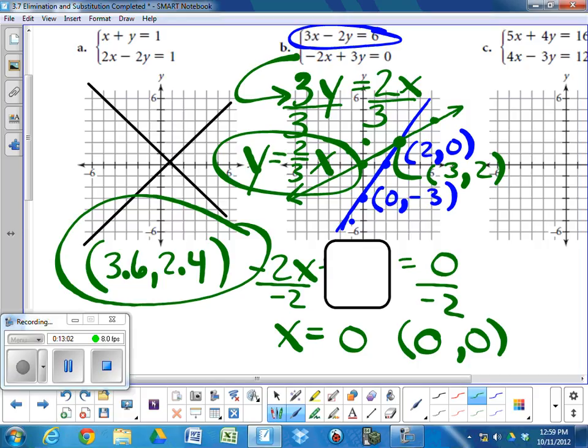So what we're getting at here is, should we graph these? Should we always use substitution? Should we always use elimination? Is there one method that works best every time? No. It's always a little bit different, right? You'll have the freedom, as we finish here, to choose the method that you like best for the problem that you see.